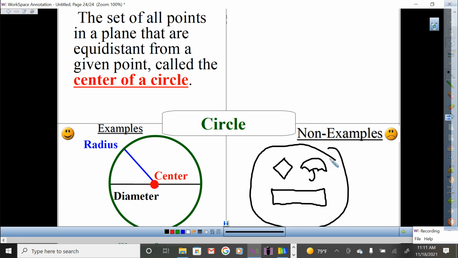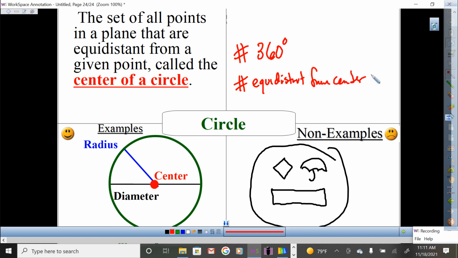So, what makes a circle a circle? What would you hashtag this picture if you were to send it on your social media? Hashtag what? 360, okay, 360. What else? Equidistant, yeah. Equidistant. How about equidistant from center? Okay. You got it, yes? All right.